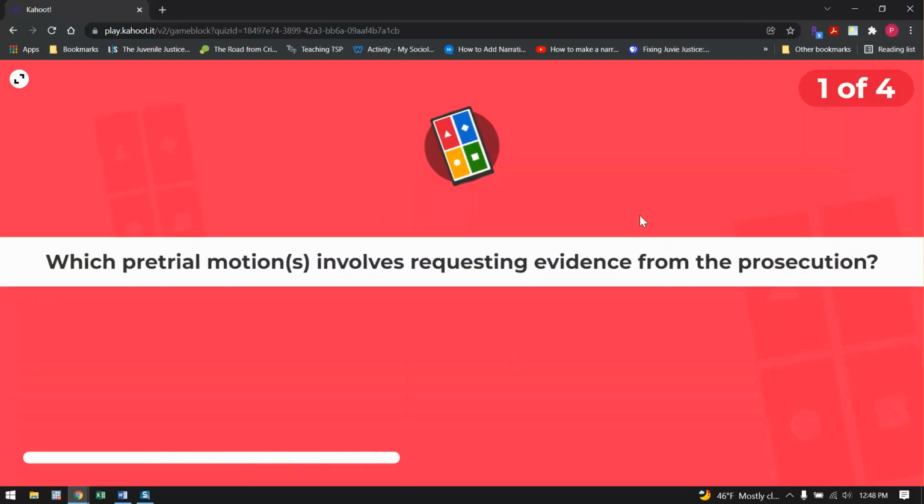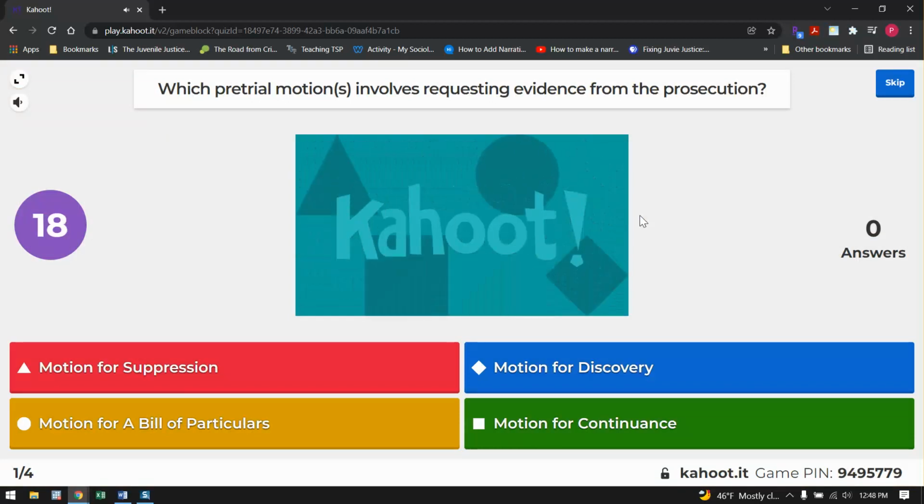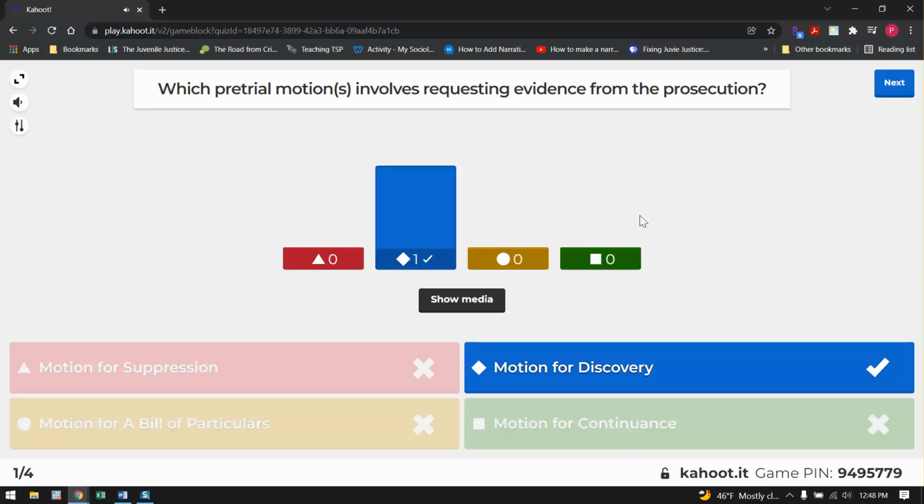So question 1 is asking you to decipher which pretrial motion involves requesting evidence from the prosecution, and it could be multiple answers within this particular question. But when we're talking about these pretrial motions, the one where we're requesting evidence from the prosecution, we're talking about just the motion for discovery. None of the other motions listed here are requesting evidence from the prosecution.